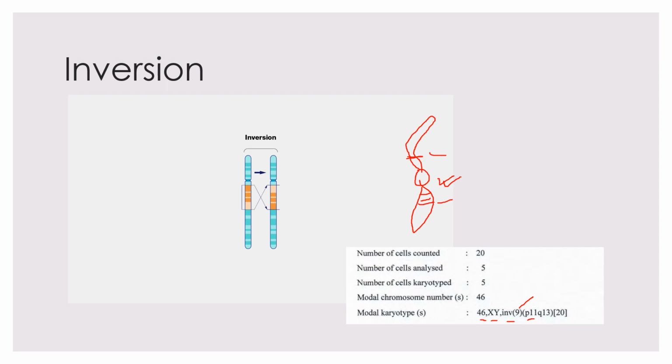Such inversions are called pericentric inversion, around the centromere, pericentric. Paracentric would be something like this, involving just one arm. It does not involve the centromere. It's on either side of the centromere.